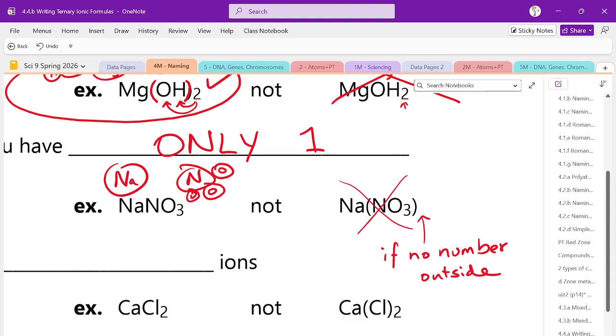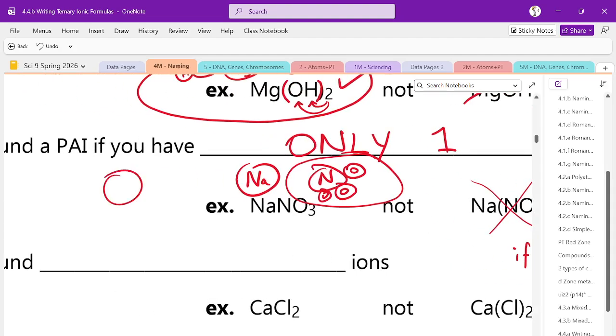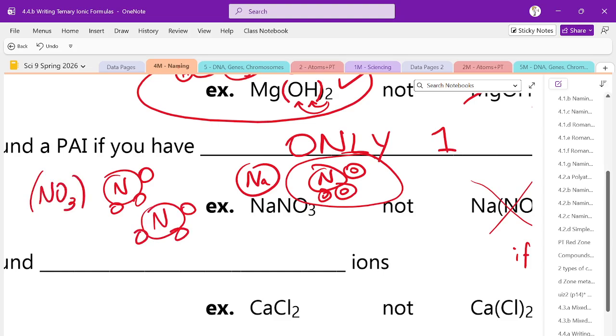NO3 is a thing. NO3 is a group. Okay, if I had three NO3s, or let's say I had two NO3s, I'd have an NO3, and I'd have an NO3, then that would be (NO3)2, because I have two of the group. Okay? It's going to become clearer after we do some examples, so don't panic yet.